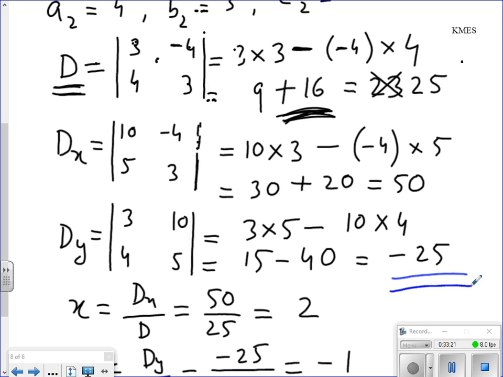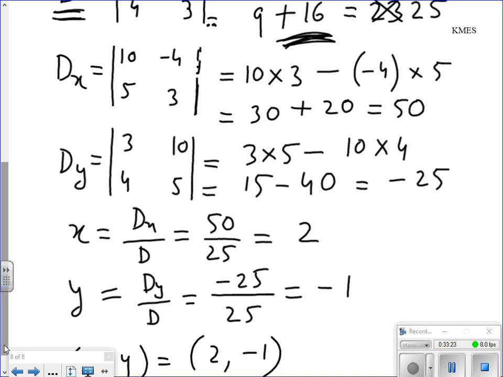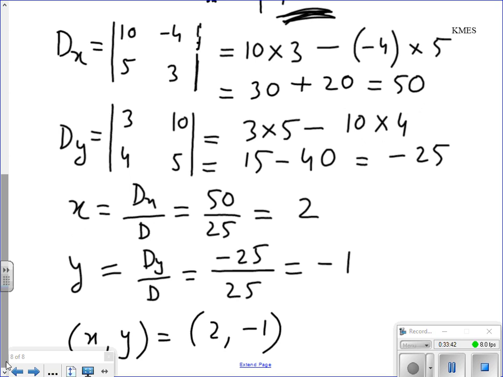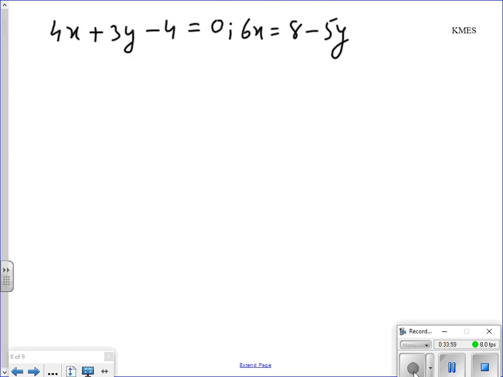Then comes the last step to find x and y. Very simple. The formula to find x is dx upon d. So dx was 50, d was 25, 50 upon 25, which gives us 2. And y is dy upon d, which is minus 25 upon 25, which gives us minus 1. Finally, x comma y is equal to 2 comma minus 1, which is our solution. You can take a pause here, complete the sum, try to understand it one more time, and then we'll proceed.